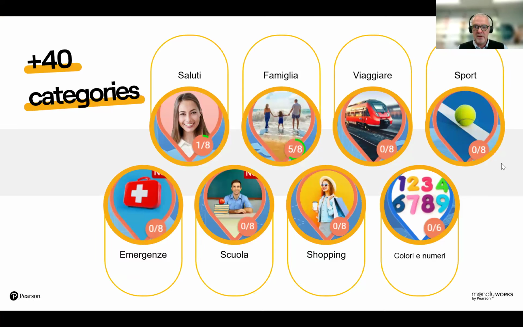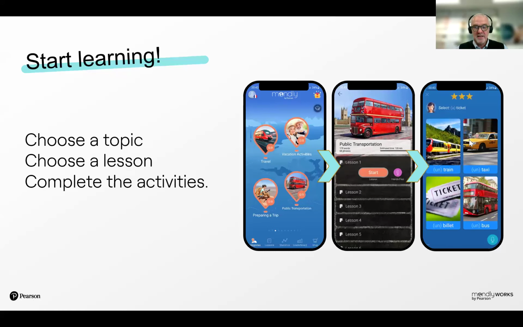Here's an example of some of the categories that can be studied. So you can see here it could be health or family or travel or sport or shopping, and there are over 40 categories as you can see. As an individual learner, you can choose a topic, a lesson. You can complete the activities. We start at an A1 level and we go up to B2 for English. So well beyond the exit level with regard to Primo Grado.